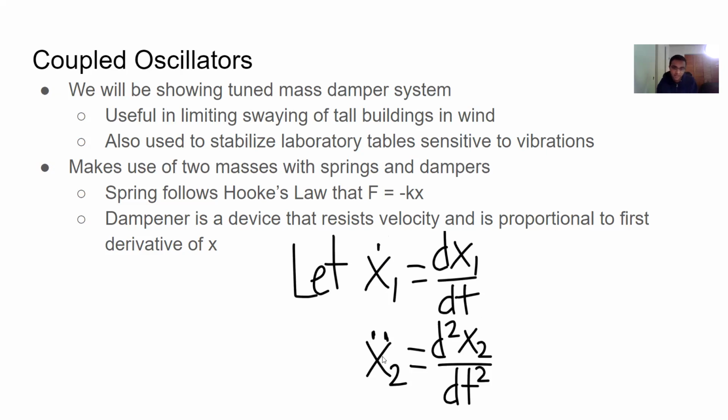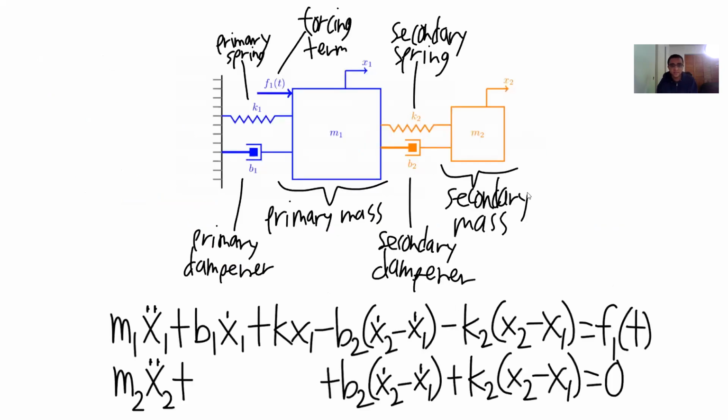We also have the acceleration. You can use a double dot, so x2 double dot can be written as the second derivative of x with respect to time. It's a second-order derivative, but for now you can think of it as the acceleration. I know we have a lot going on, but let's break it down into pieces.